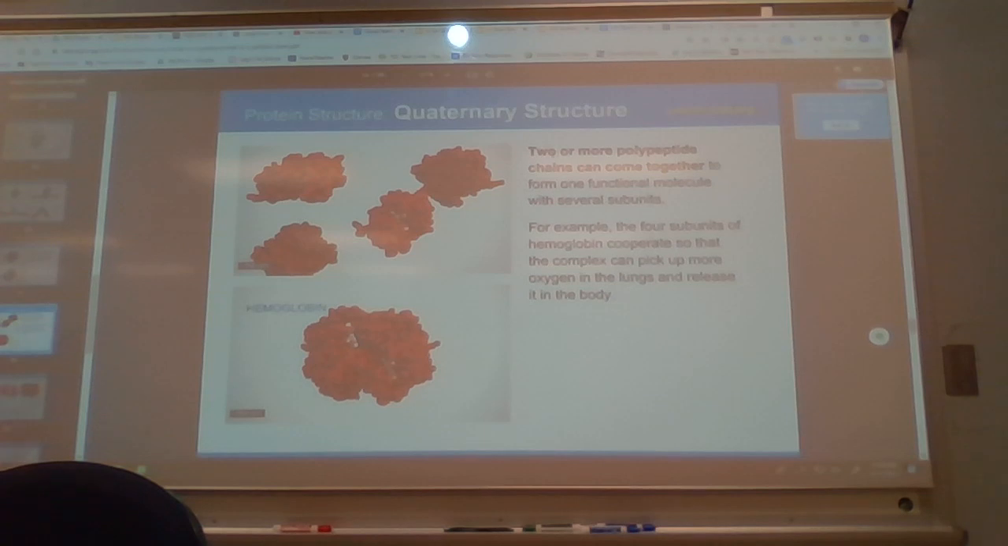Quaternary structure is then when you have two or more tertiary structures that join together. So two or more polypeptide chains that come together are going to form a larger quaternary structure. So hemoglobin is the example here that is four of those tertiary folded polypeptide chains that come together to form one quaternary hemoglobin.